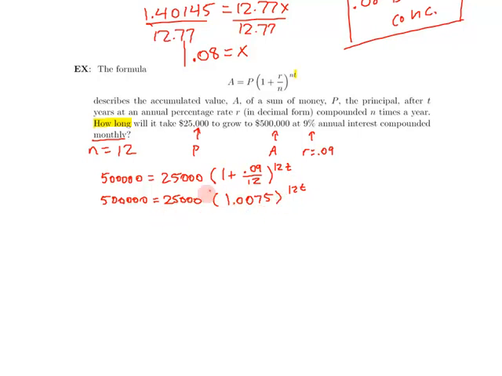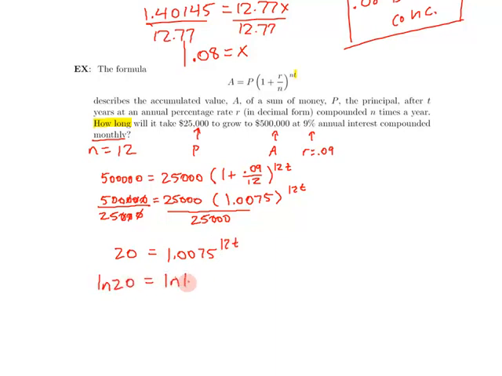Now we want to get the exponential expression by itself, so I divide both sides by 25,000. 500 divided by 25, or you can do the whole thing in your calculator, gives me 20. 20 equals 1.0075 to the 12t. Now we take the natural log of both sides. Using the power rule, I can bring the 12t out front. I'll have 12t times the natural log of 1.0075 is equal to the natural log of 20.